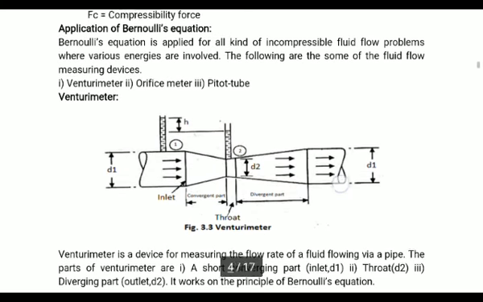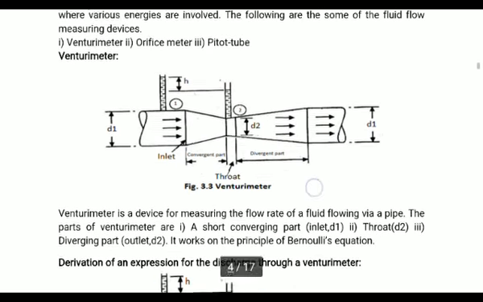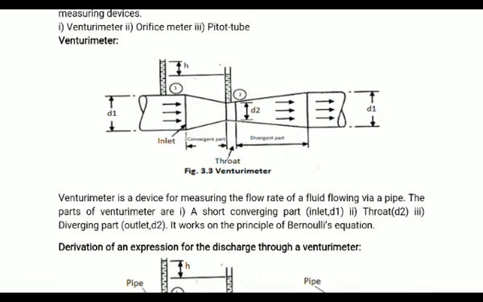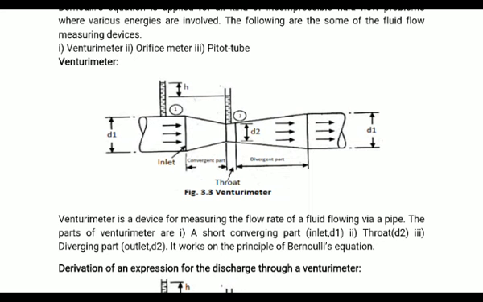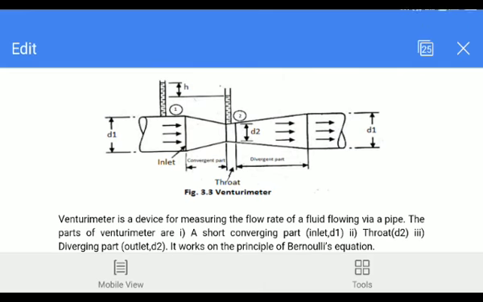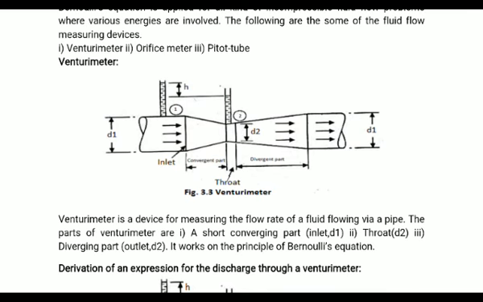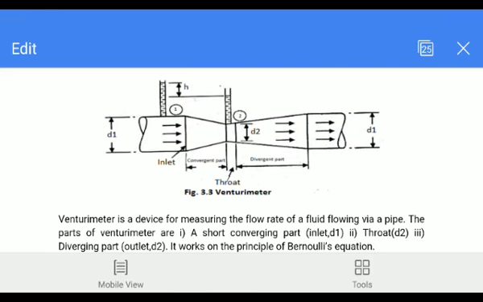Now let us see the Venturi meter. This is a simple Venturi meter. You can see that this is a pipe along its length, and this Venturi meter consists of three major parts. One is the short converging part, the middle is called the throat, and the next is called the diverging part. Also a manometer is attached here.